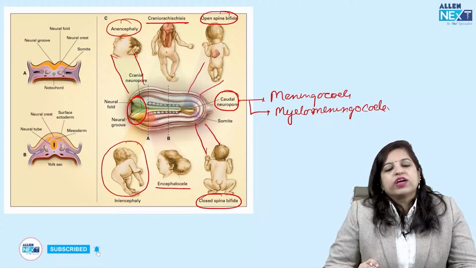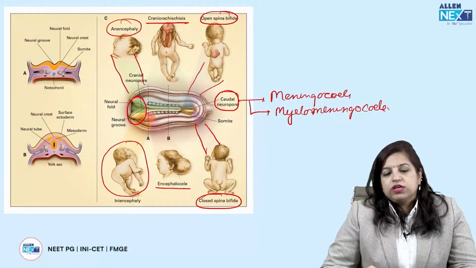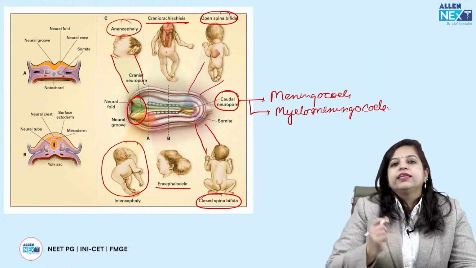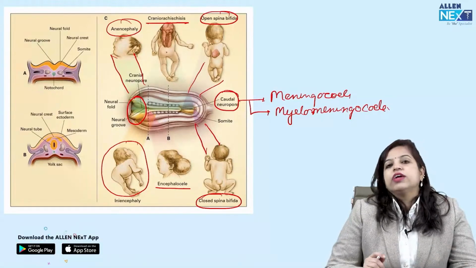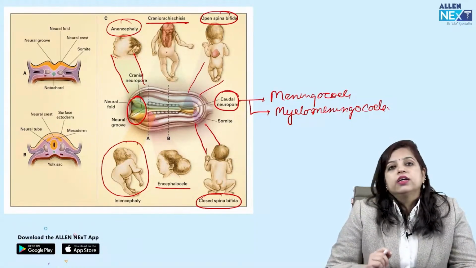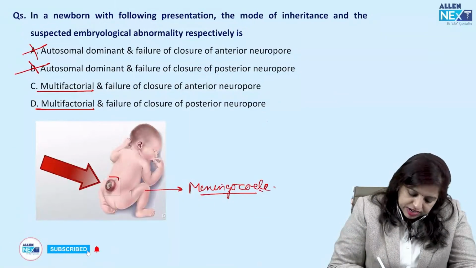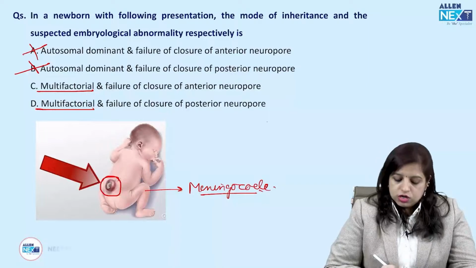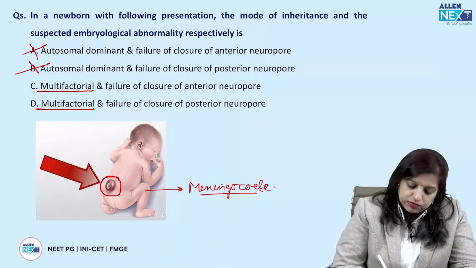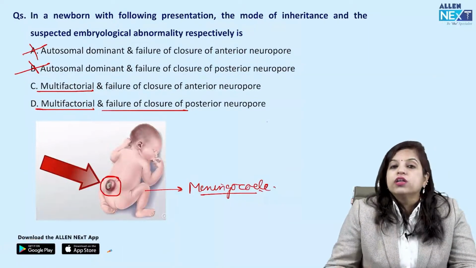If the neural tube defect is in the upper part of the spinal cord, let us say there is a meningocele in the cranial region, then we will call it failure of closure of the cranial neuropore, right? Now, let us go back to the question and see, here is a defect in the lower part of the spinal cord. So, our correct answer is going to be failure of closure of the caudal neuropore.